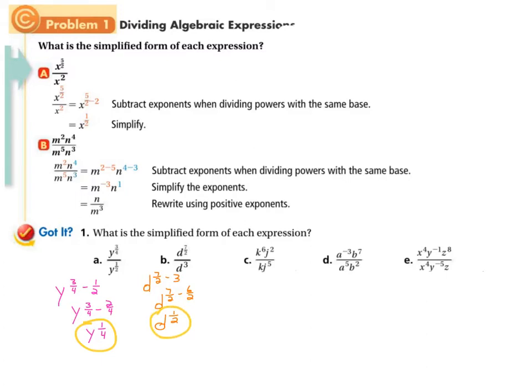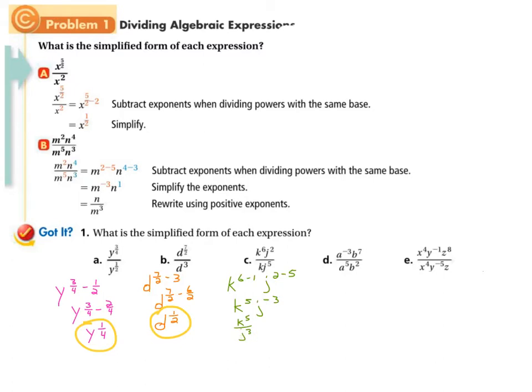When we have two different variables like we do here, you need to deal with them separately. So how do we write that? We can say k to the 6 minus 1, because k is just k to the first. So k to the 6 divided by k to the first is k to the 6 minus 1, and then j to the second divided by j to the fifth is j to the 2 minus 5. When we simplify those, 6 minus 1 is 5, and 2 minus 5 is negative 3. So we've got k to the fifth, j to the negative 3, which if we write with positive exponents, we need to move the j to the third to the other side of the fraction bar, in this case to the bottom.